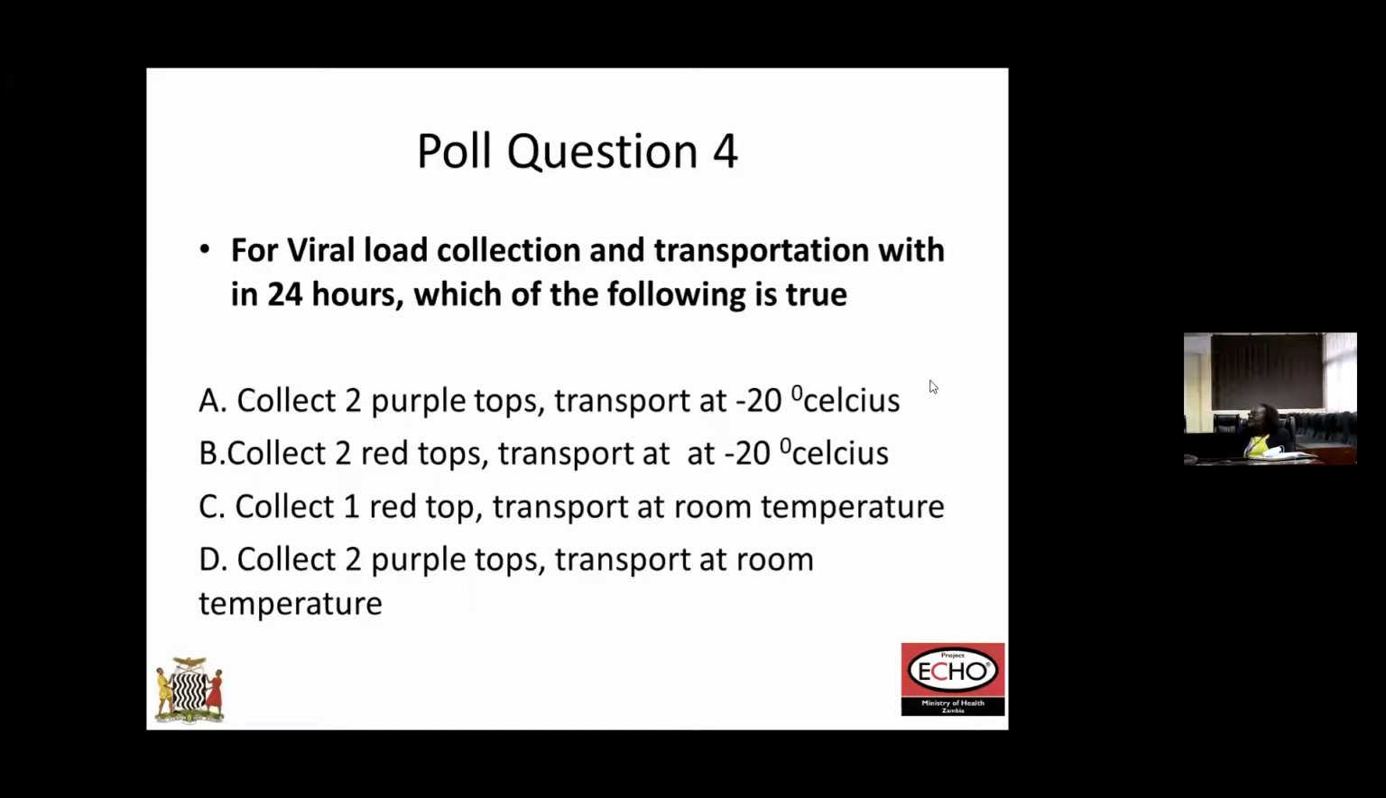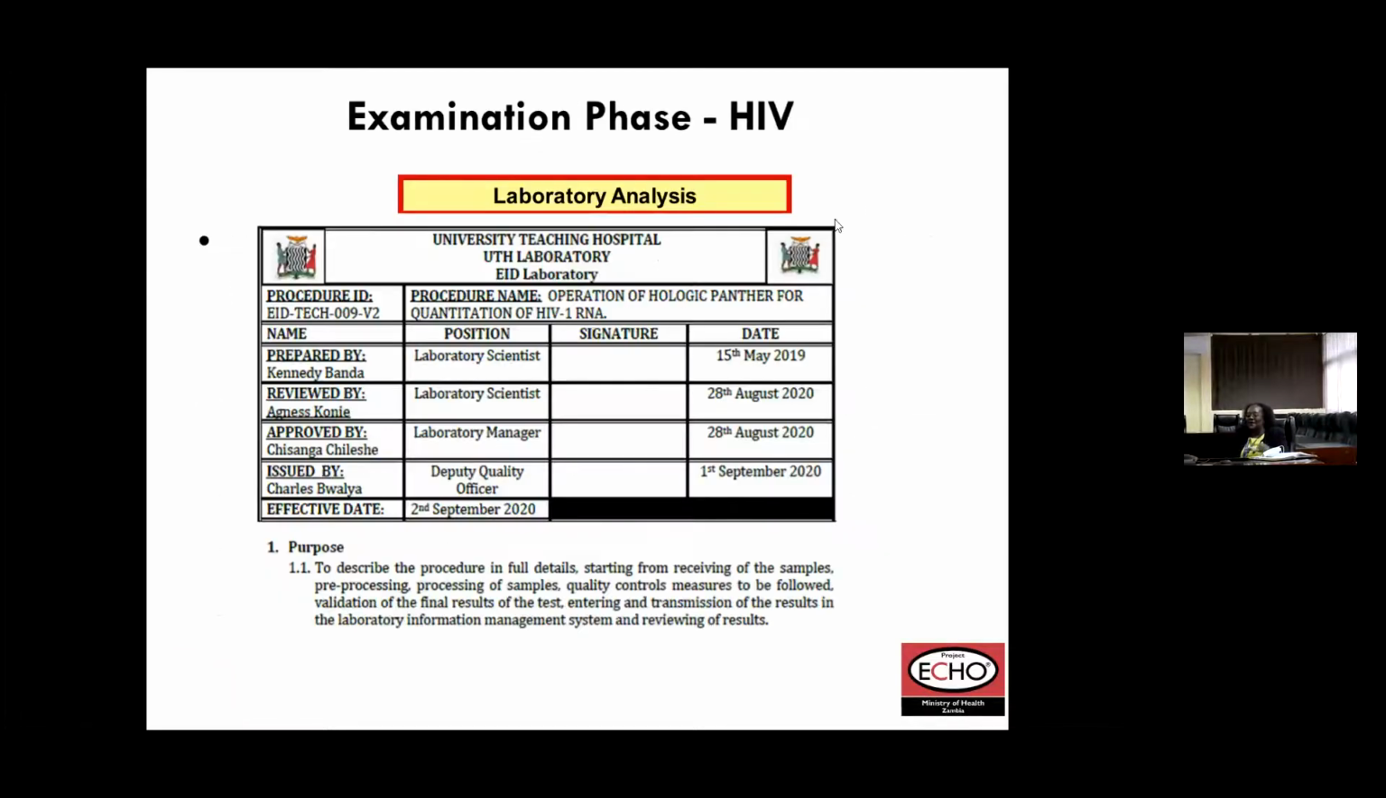Most people, that is 70% of us, felt that you should collect 2 purple tops and transport them at room temperature within 24 hours. We have a few of us that think that we should collect 2 purple tops and transport them at -20, while a few felt that we should actually be using the red top. We'll find out soon enough. Thank you all for voting. Because we had already mentioned it earlier, soon enough we'll find out and I'll give an explanation on that one.